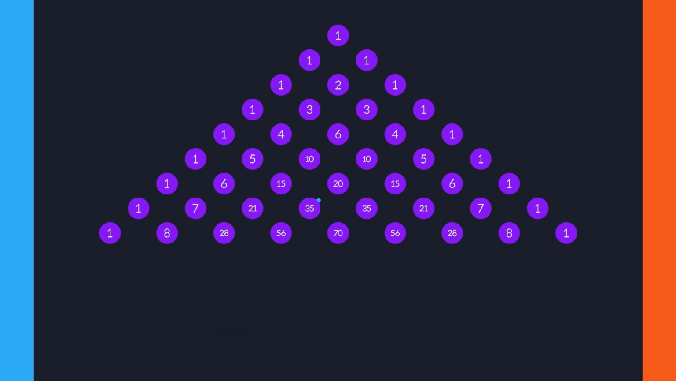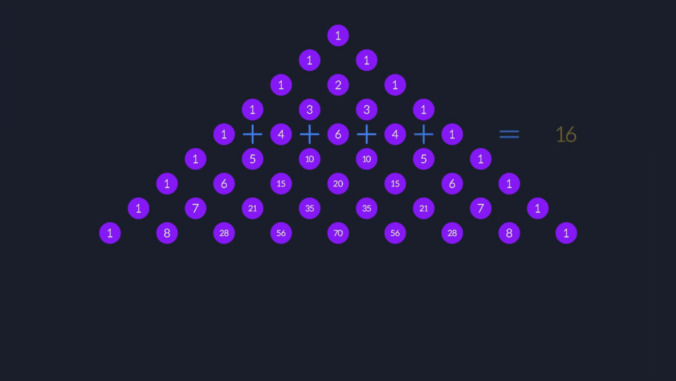Look at the sums of all the numbers on row n. Do you notice anything? They are all powers of 2. Can you explain why this happens?